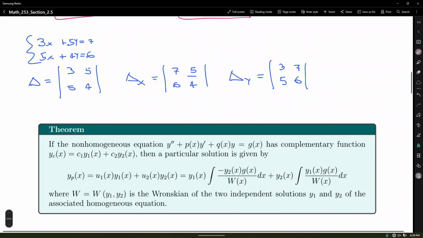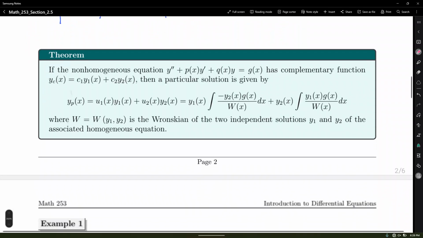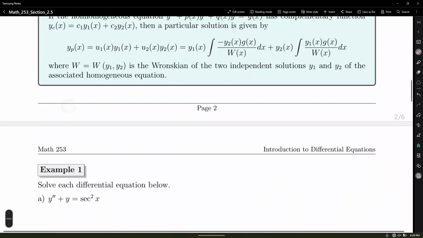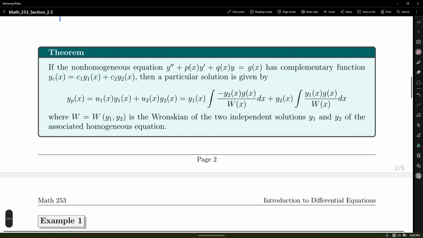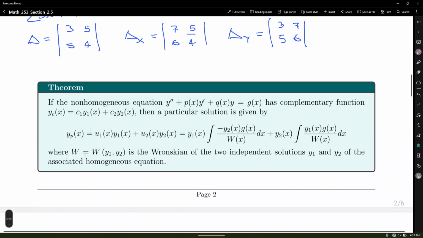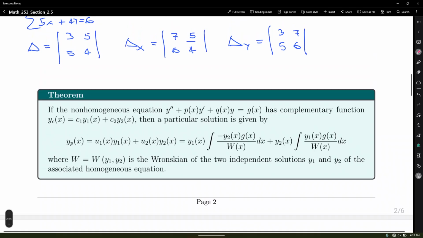Okay, so unfortunately, I don't think we're going to get the chance to solve one example because these are not that long, but I don't want to rush through this.